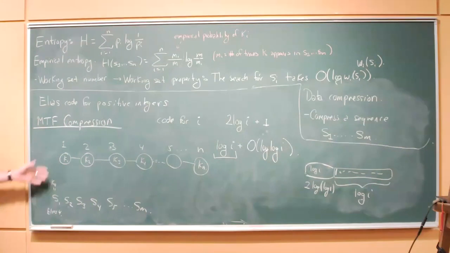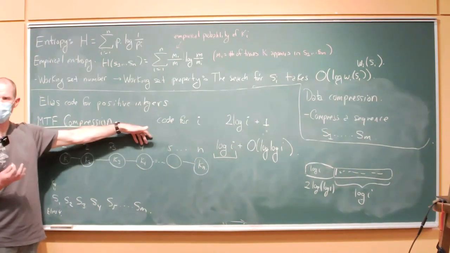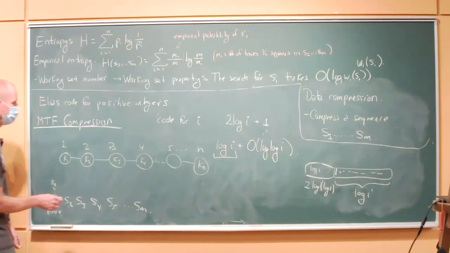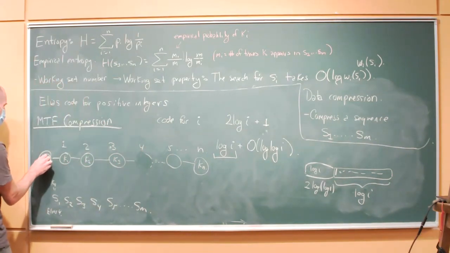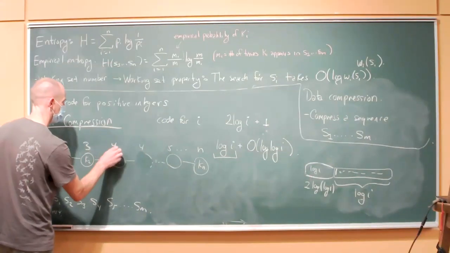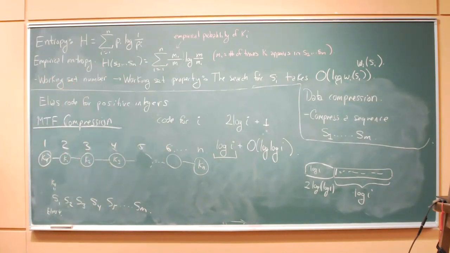Now, of course, you don't just leave this list alone. That would not be good. What do you think you do after you encode, you realize that this is the first element I'm encoding? What do you do? Move it to the front? Yeah. Move it to the front. So take it out. Put it on the front. It now has index 1. And so on. Okay.